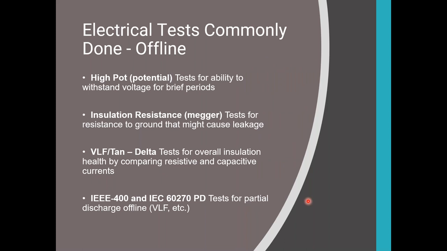Typical offline tests: HIPOT test, which we've talked about, and insulation resistance testing. If you've ever done Megger testing, that's an insulation resistance test, similar to Tan Delta. If you've done the testing, you know you've got to de-energize the equipment, isolate it off, and run your test sets on it. The VLF or Tan Delta test sets, same thing. And everything under IEEE 400 and IEC 60270 are all offline tests by definition.